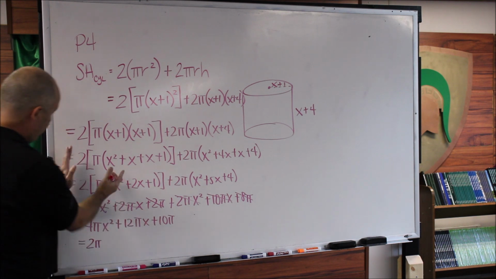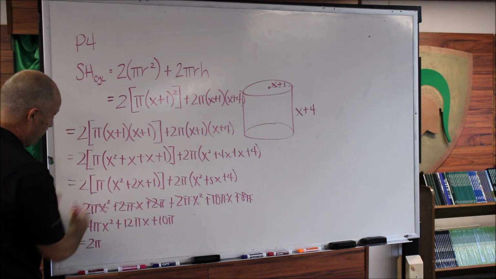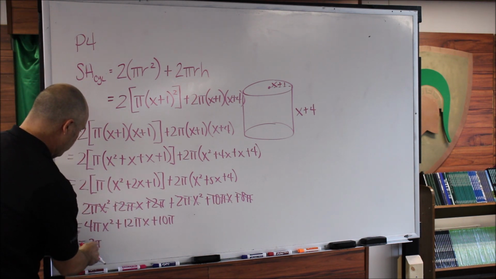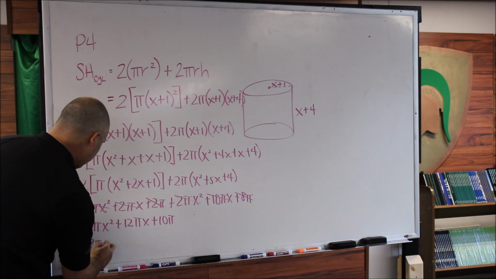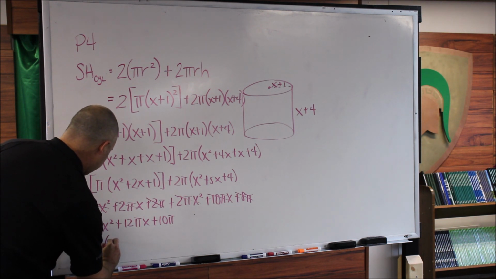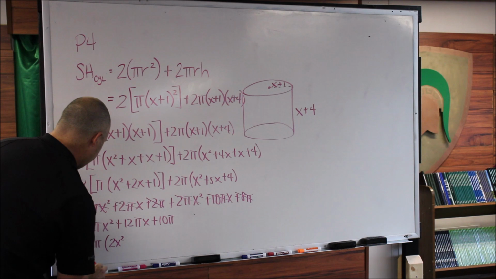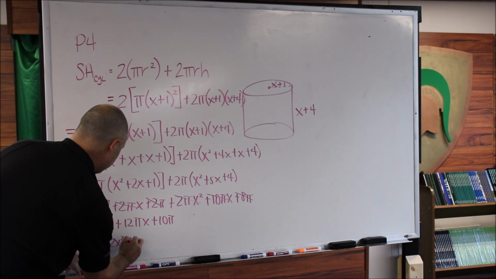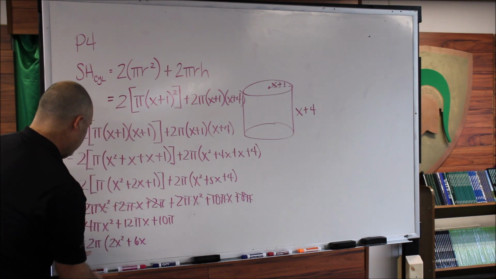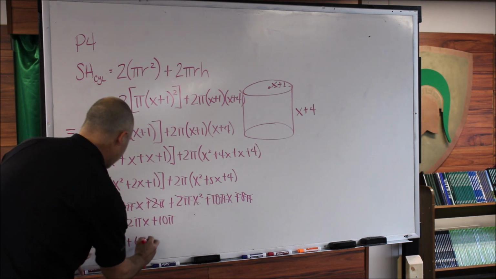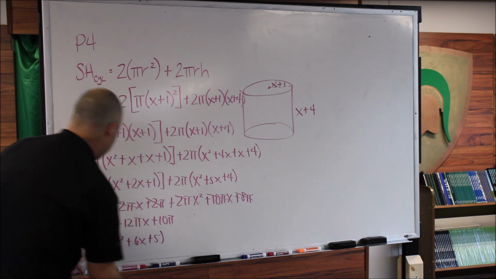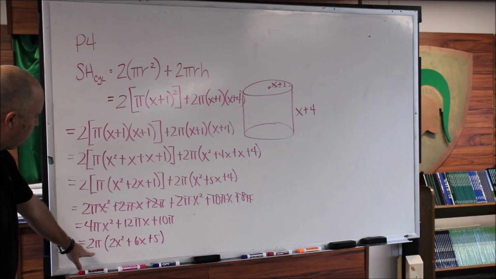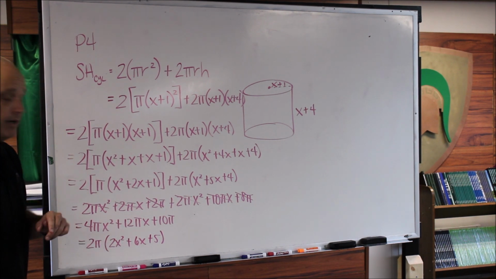We've got a pi, so we're actually going to be taking our 2 pi back out of this. And so a 2 pi, and then that's going to leave us with 2x squared, and then take the 2 pi out of this, that's going to leave us with 6x here, and then take a 2 pi out of that, and that's going to leave us with 5 there. So your solution is going to be 2 pi times the quantity 2x squared plus 6x plus 5.